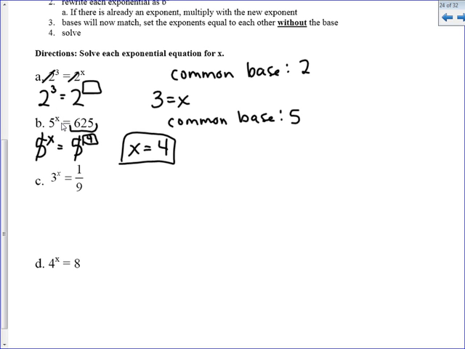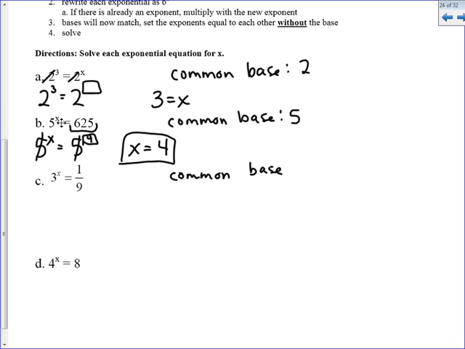Now C, we actually solved a lot like C, just kind of intuitively on Monday. But let's do this by getting our common base. So my two sides, now this only works if you have one term on either side. You see all of these are just something equals something. That's how these problems are all set up. So I need a common base.